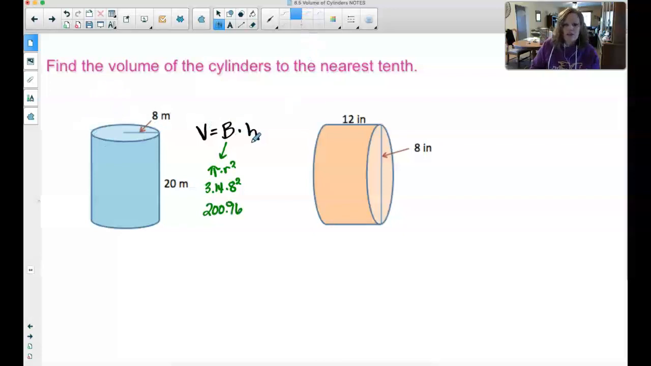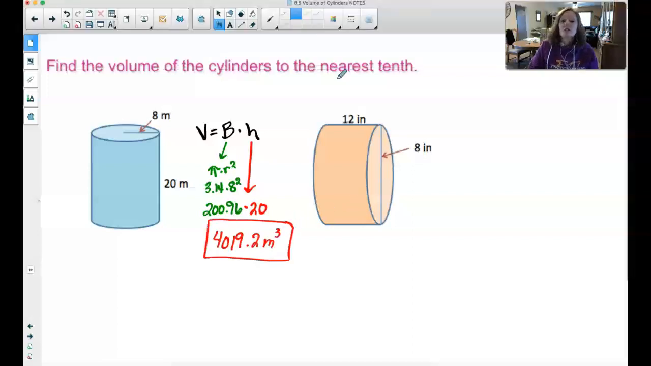Now we have to multiply that by the height of the cylinder, and the height of the cylinder in this case is 20. So 200.96 times 20 ends up being 4,019.2 meters cubed. And there's your answer. That is the volume of the cylinder. So let's try one more like that.